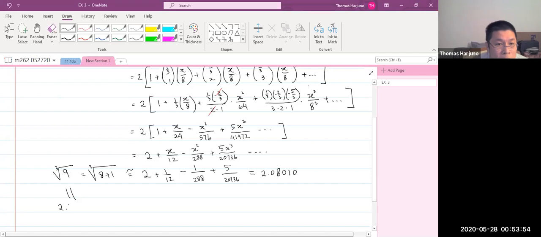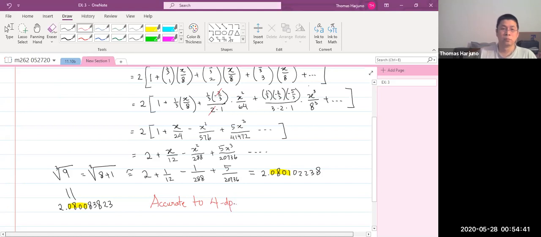But the actual value of 9 to the power of 1/3 is 2.080083823. So notice that it is actually accurate to 4 decimal places, because if I round it to 4 decimal places here, I'm good. That's for number 26.